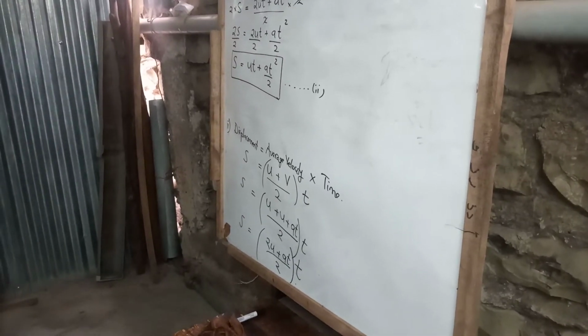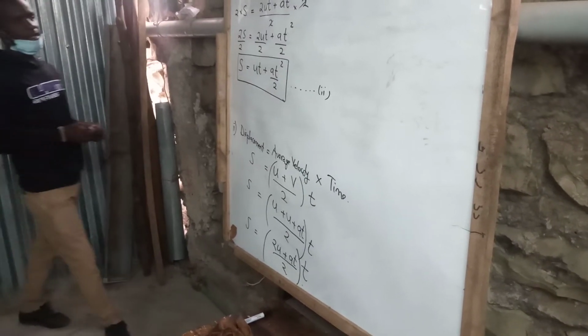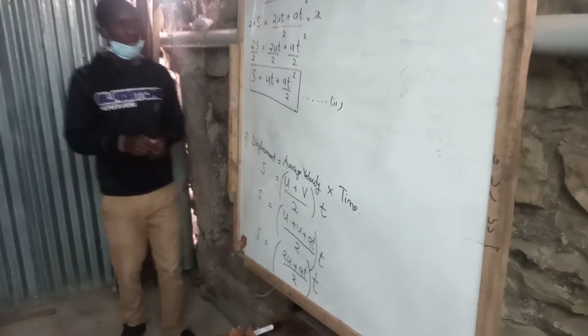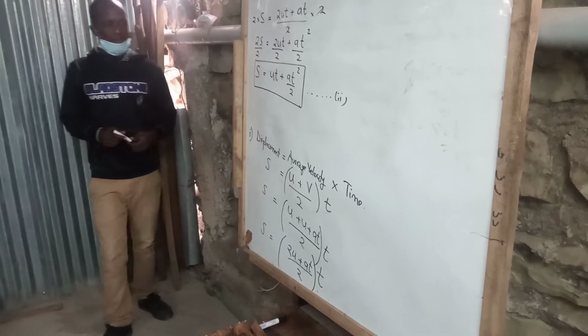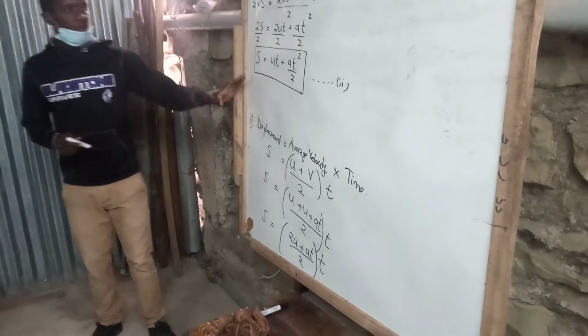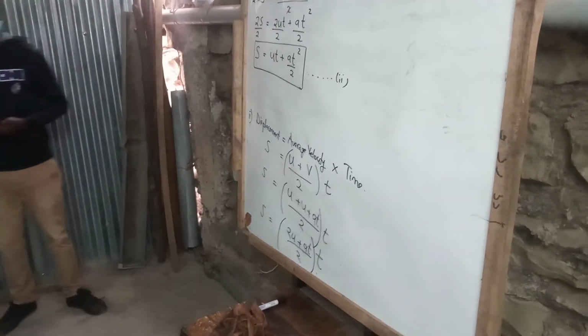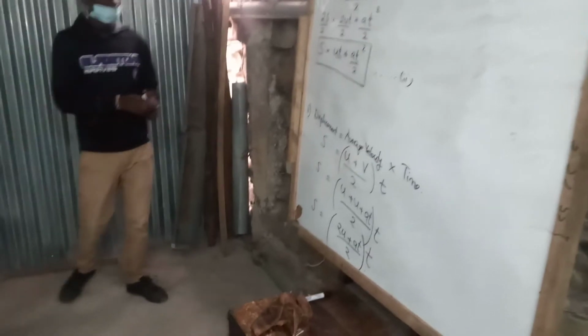s is equal to ut plus at squared over 2. So the first one gives you the value of v, and the second one gives you the value of s in terms of u, a, and t.